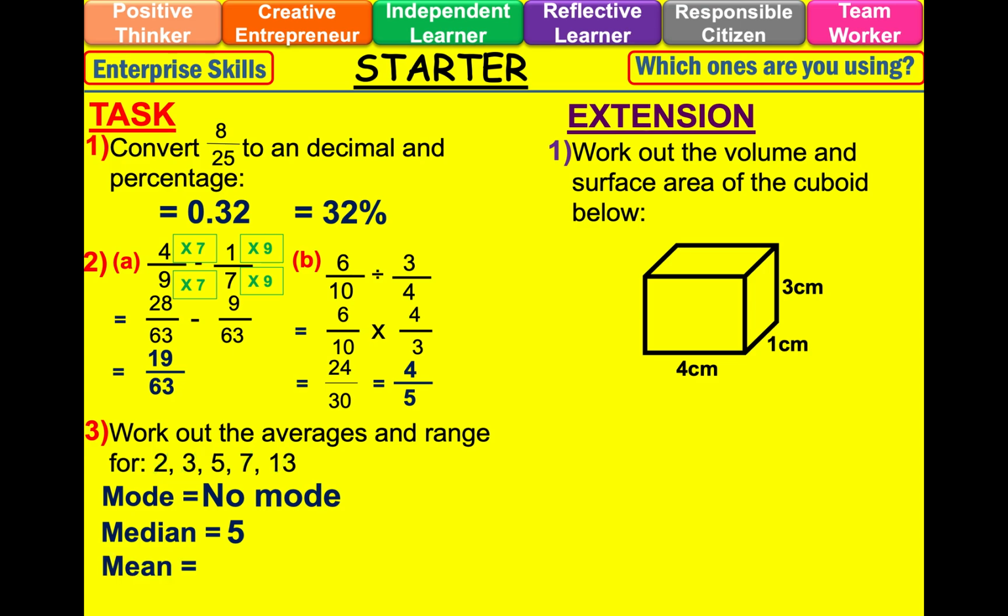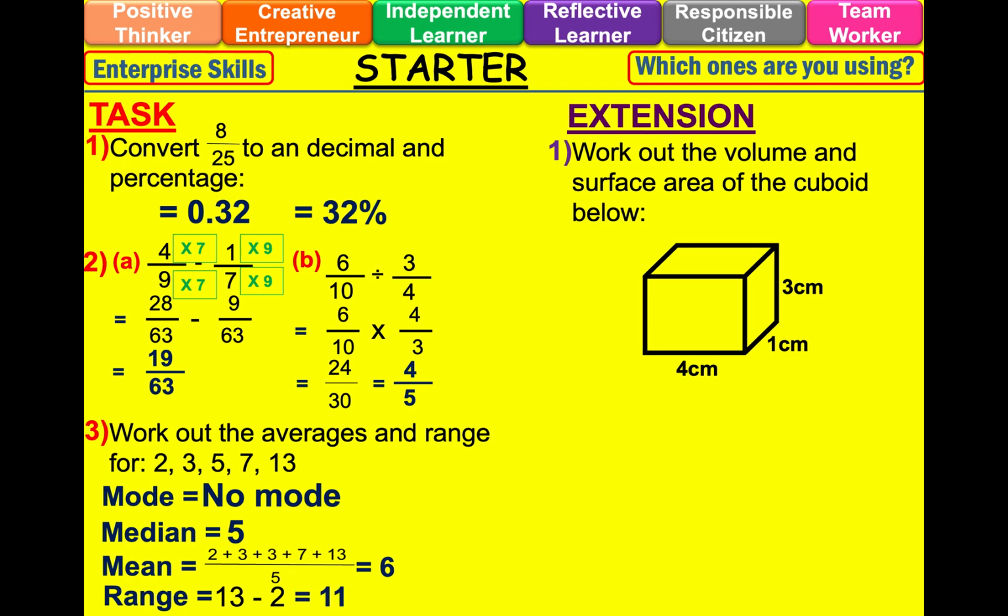How would you work out the mean? You basically add them up and divide by how many you have. So this will give you 2 plus 3 plus 5 plus 7 plus 13 divided by 5, which gives you 6. And range is the biggest value take away the smallest. Biggest is 13, and smallest is 2. So 13 minus 2 gives you 11.